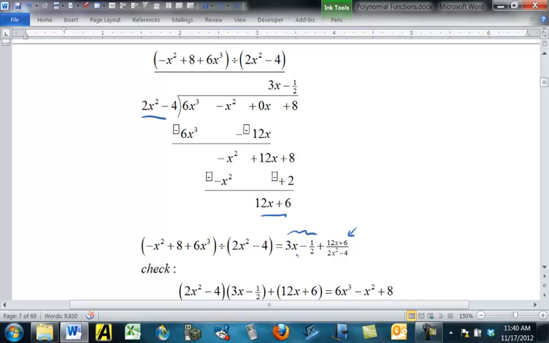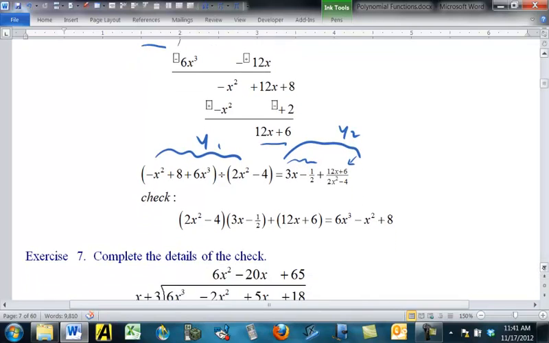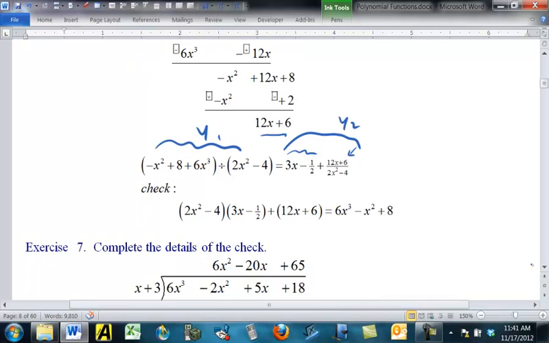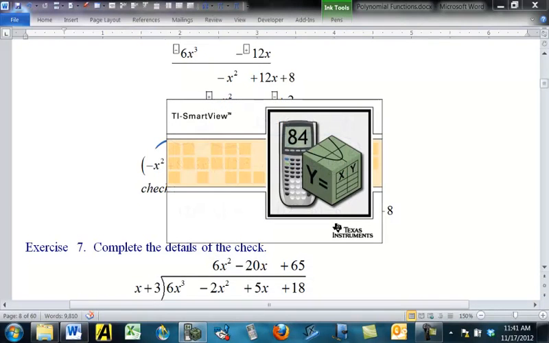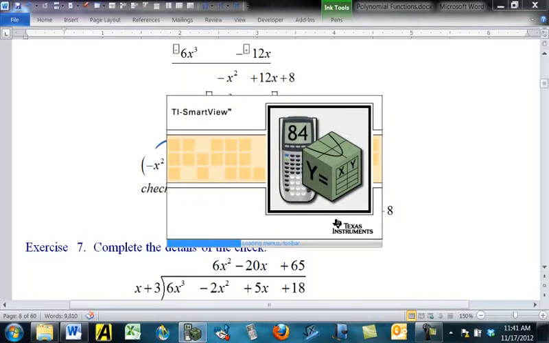You could check this in your calculator by letting this be y1 and letting this side be y2, and they should check because they should be the same. The same x's will give you the same y's. Let's just do that real fast to show you how you could check. Of course, you can also check it by multiplying it out by hand. But here's a calculator check.